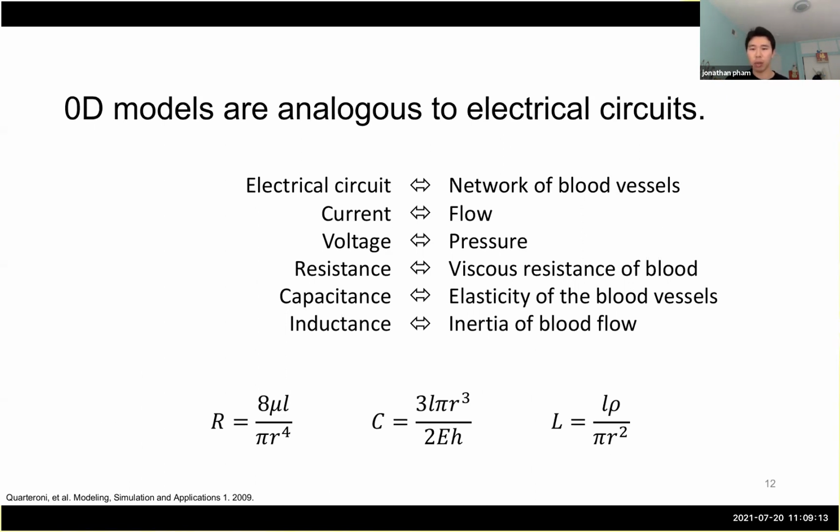And in order to compute the resistance, capacitance, and inductance for each blood vessel being modeled, we use the geometric and material properties from the 3D model and the centerline. And here for the resistance, which is capital R, we can see it's a function of mu, the viscosity, and then the length of the vessel L and the radius of the cross-section, little r.